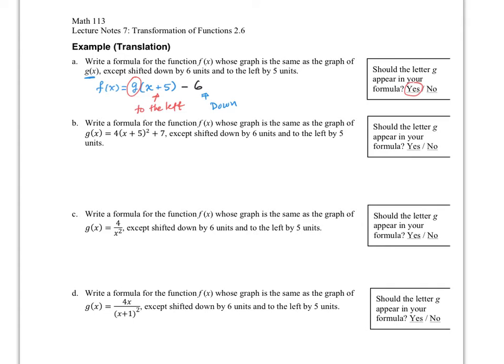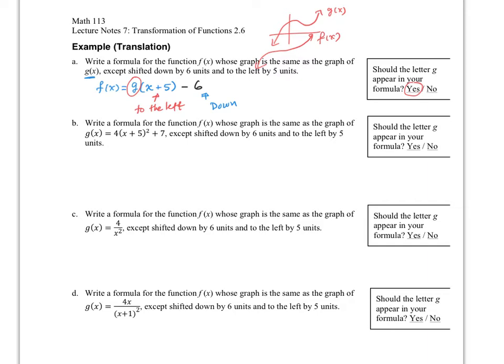So this could be any function. So let's say that the graph looks like this. This was the original g of x. So then if you move it to the left 5 and down 6, you're going to get a new graph, and it's going to be f of x.